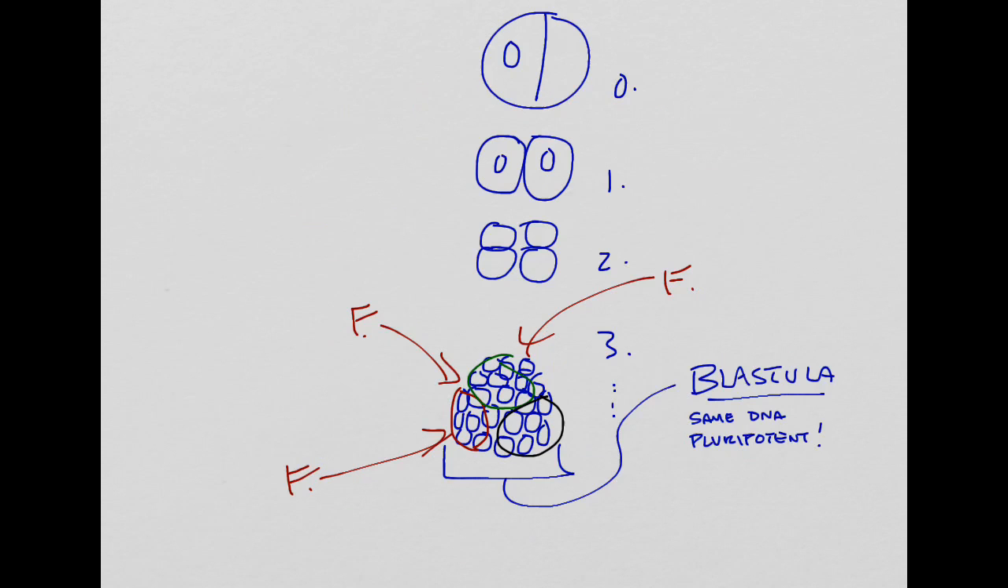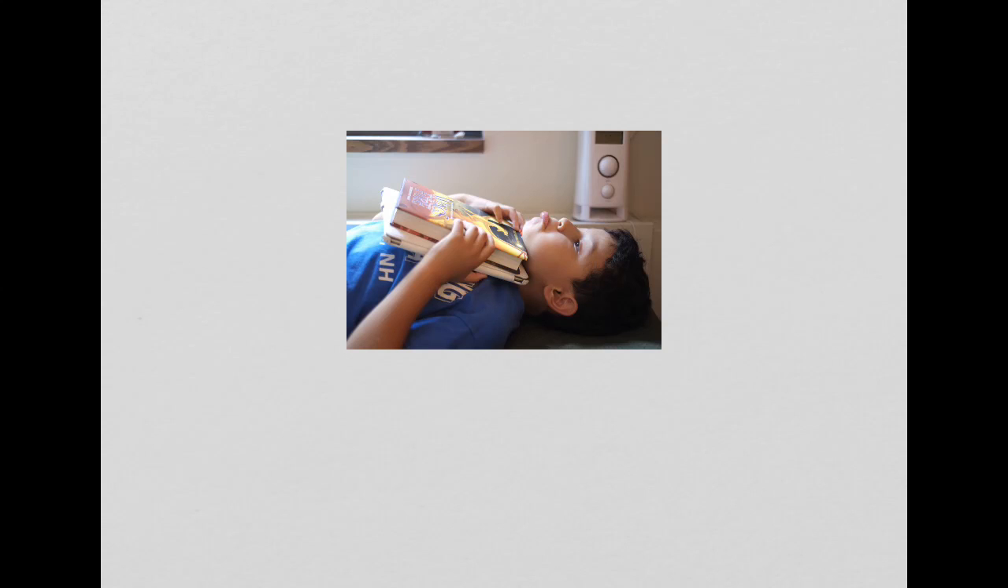So those factors exist, and those factors are what are ultimately going to lead to the specialization or differentiation of those cells, and eventually, voila, we have a human being.